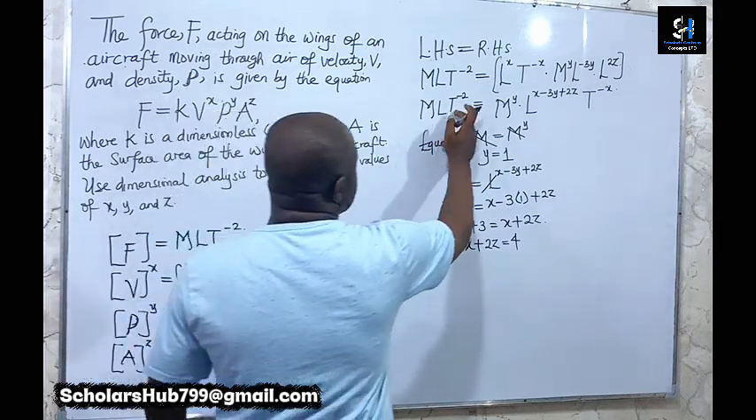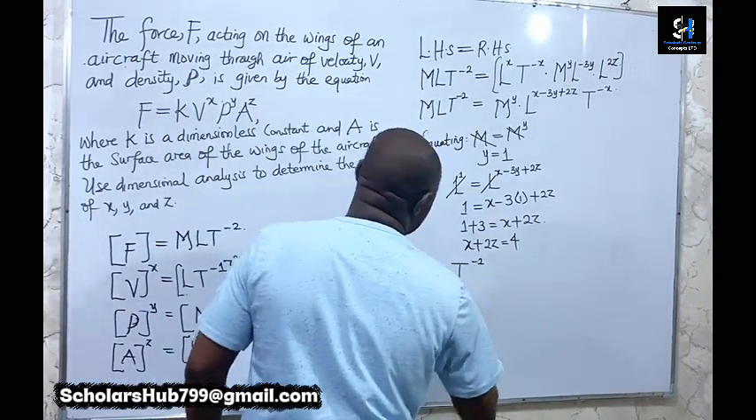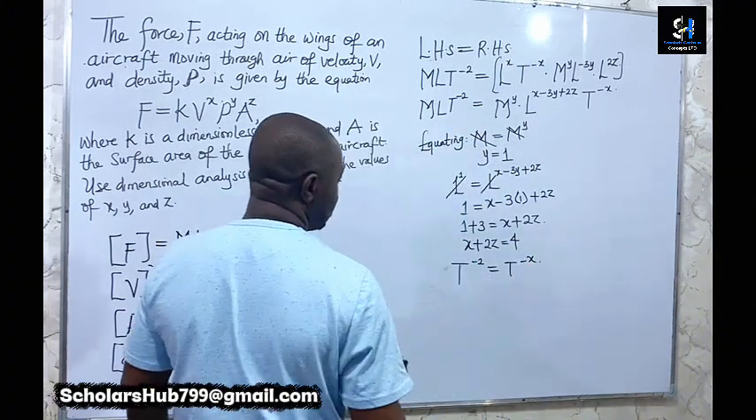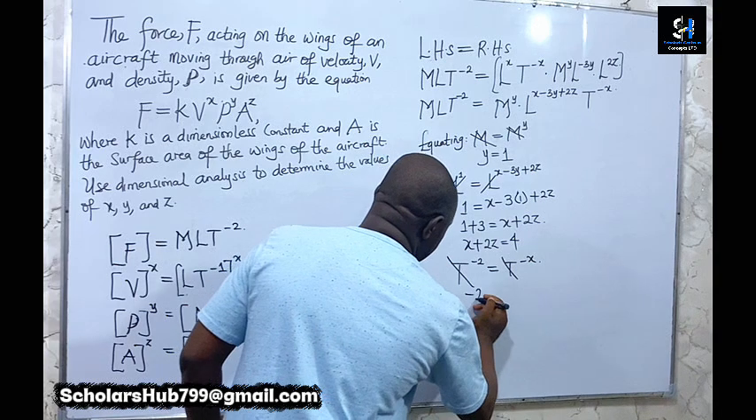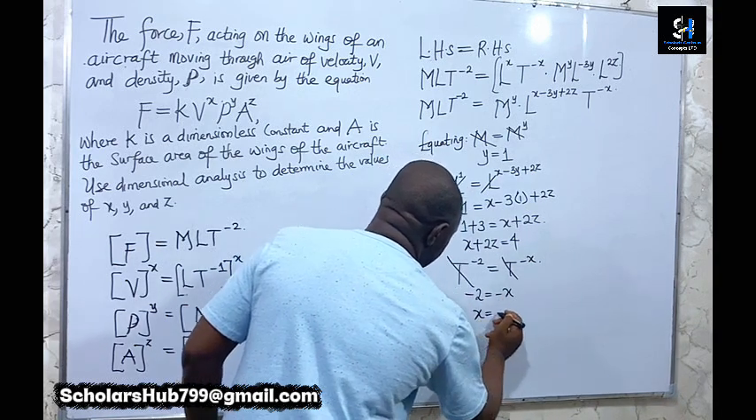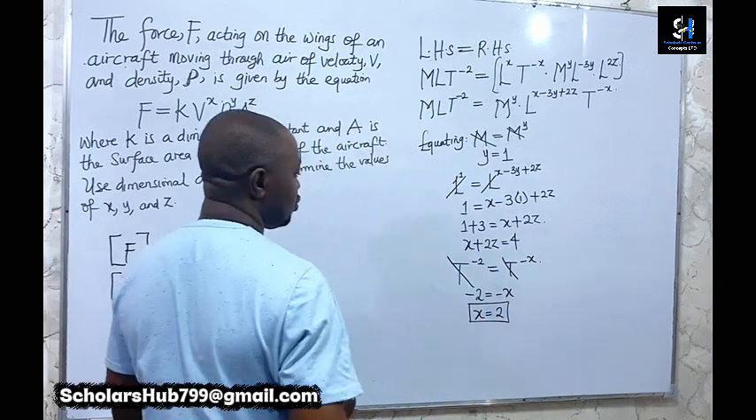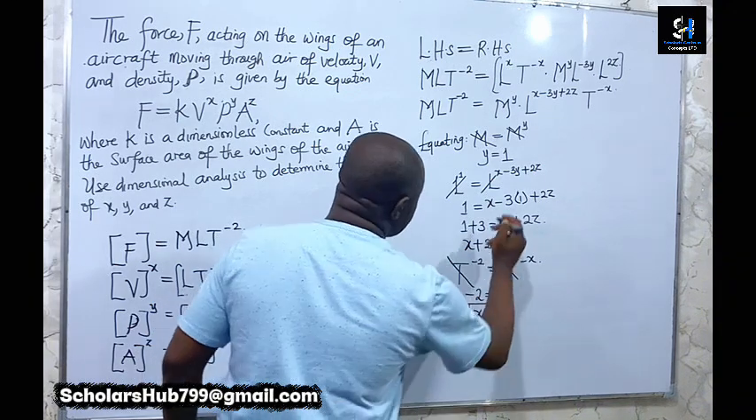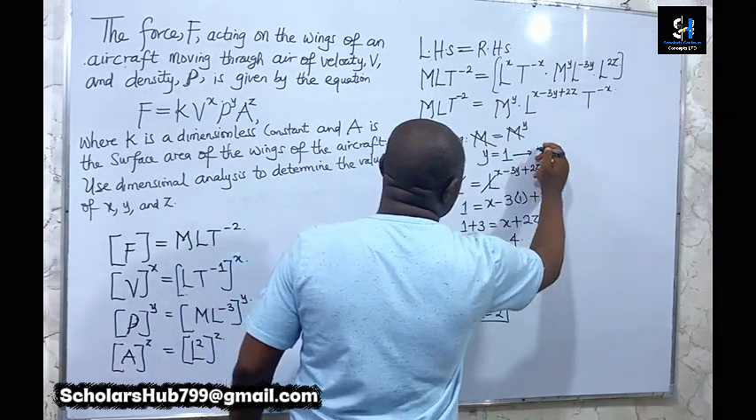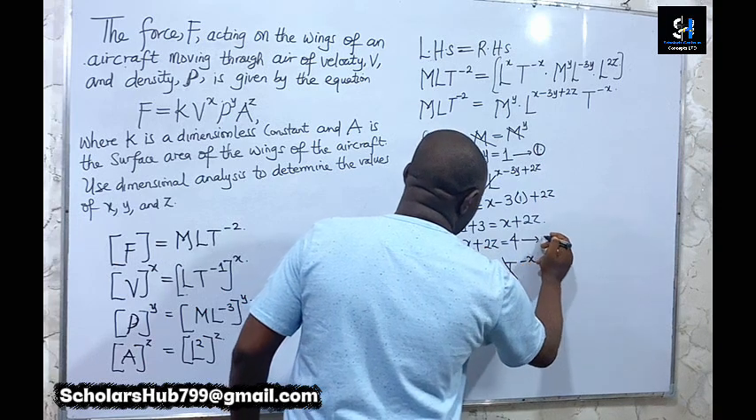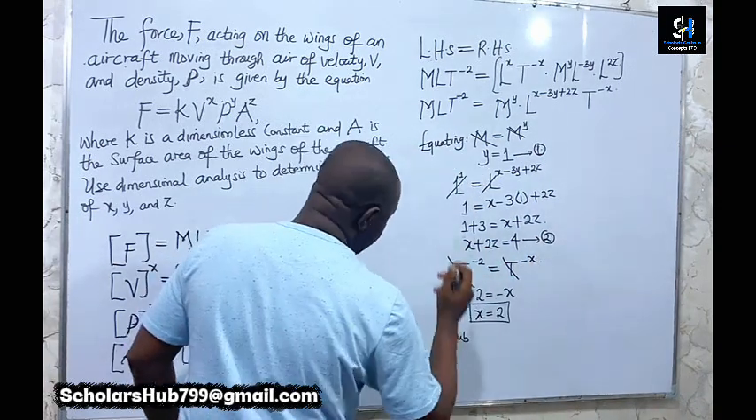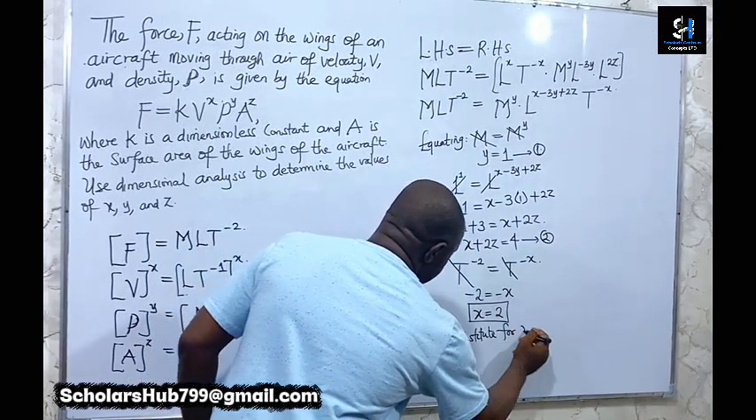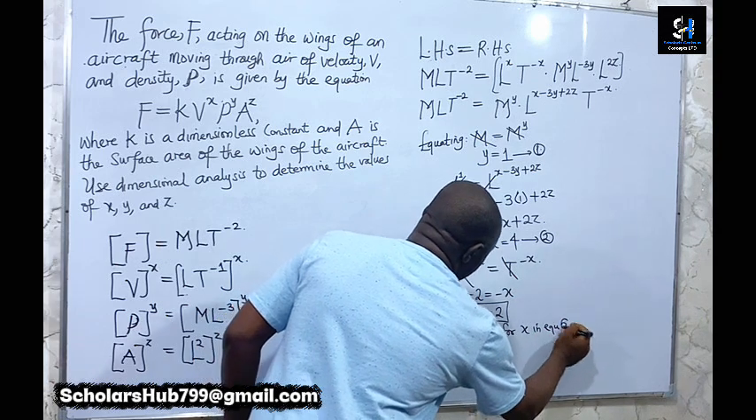Then we also have T^-2, which equals T^-x. When T cancels T, we have negative 2 equals minus x, so x will be equal to 2. To calculate z, let me call this equation 1, while this is equation 2. Now we substitute for x in equation 2.